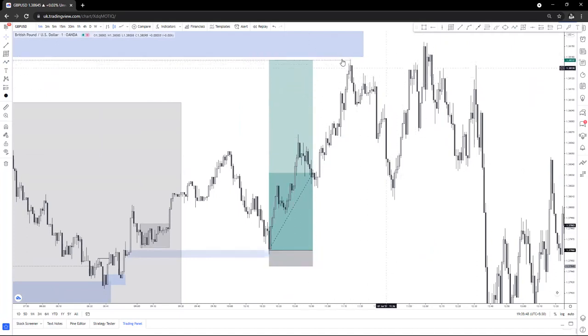Now I'm just telling you though, the trap has been taken out, the imbalance was not fully filled. Okay, and then now we have this, it broke structure right here.